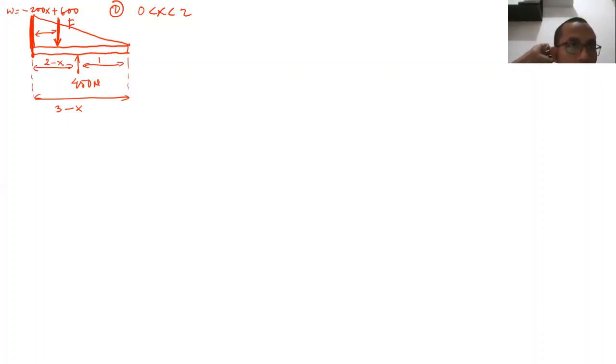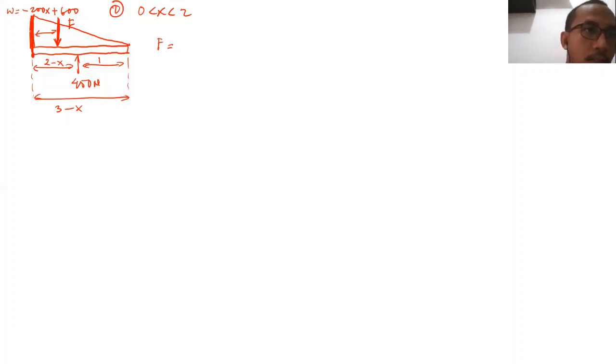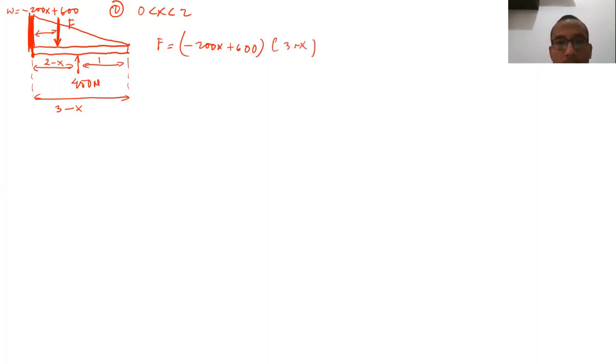Okay, after this we have to calculate the value of F. The value of the concentrated force, which is representing the triangular distributed force, is supposed to follow the triangle area. The triangle area is this particular part, which is minus 200x plus 600 multiplied by the line, 3 minus x, divided by 2.